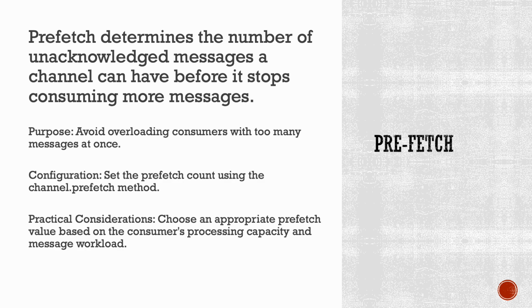Configuration. To configure prefetch in RabbitMQ, we can use the channel.prefetch method provided by client libraries. This method allows us to specify the maximum number of unacknowledged messages that a channel can have. Practical considerations. When setting the prefetch count, it's important to consider the consumer's processing capacity and the message workload. Setting a value that aligns with the consumer's capability ensures efficient message processing without overwhelming the consumer.